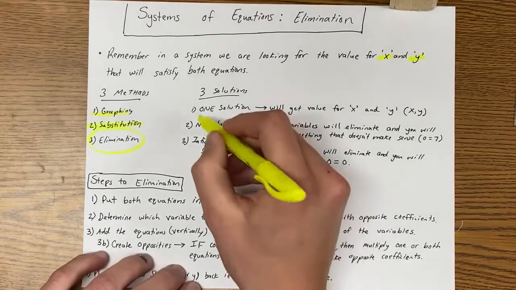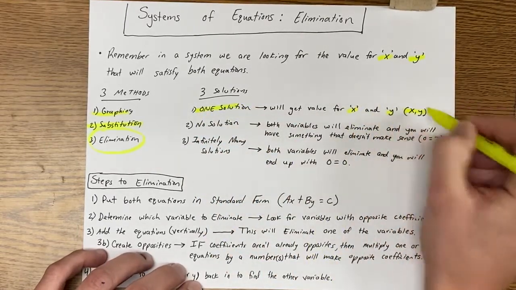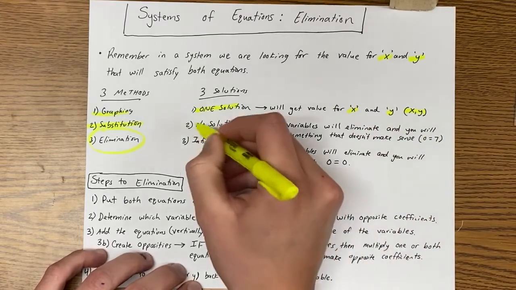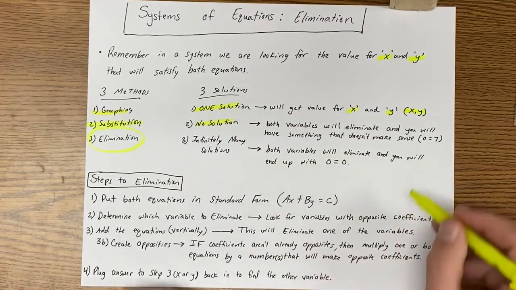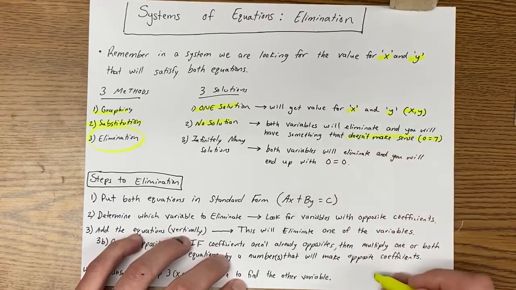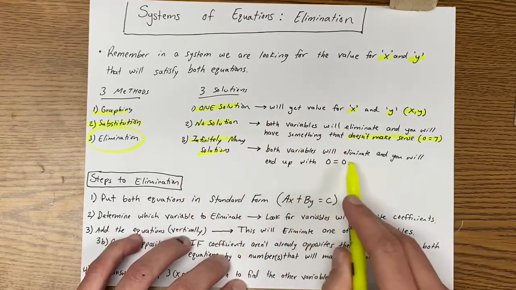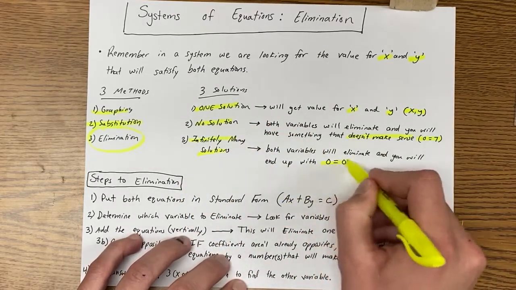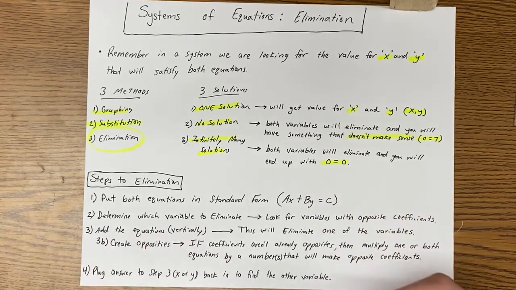Remember, we have three solutions. One solution, we will get a value for x and y. It'll look like an ordered pair. No solution, both variables will eliminate, and we will have something that does not make sense. So for example, 0 equals 7. Infinitely many solutions, both variables will eliminate, and we will end up with 0 equals 0, or something that does make sense, right? Because 0 is equal to 0.